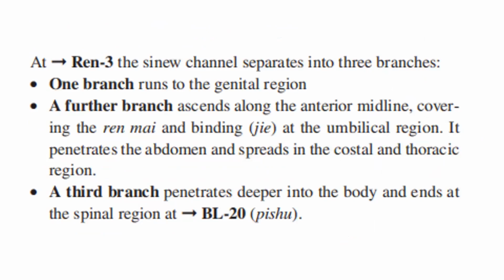At Ren 3, the Sinew channel separates into 3 branches. One branch runs to the genital region. A further branch ascends along the anterior midline, covering the Ren meridian and binding at the umbilical region. It penetrates the abdomen and spreads in the costal and thoracic region. A third branch penetrates deeper into the body and ends at the spinal region at Bladder 20.